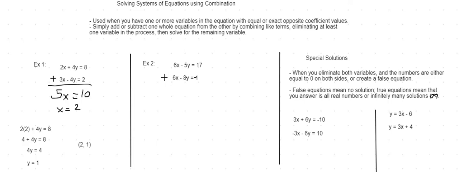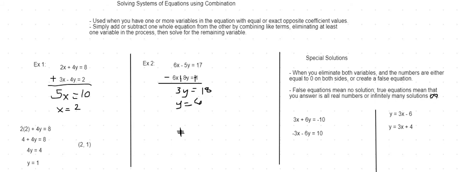So when I see this, I'm going to subtract the entire second equation. To do that, I'm going to change every sign. I'm going to put a minus here. Minus becomes a plus. This minus becomes a plus. And then I follow through on that. 6x minus 6x cancels. Negative 5 plus 8 makes 3y equals 17 plus 1, 18. And then I would divide both sides by 3, and I get y equals 6.